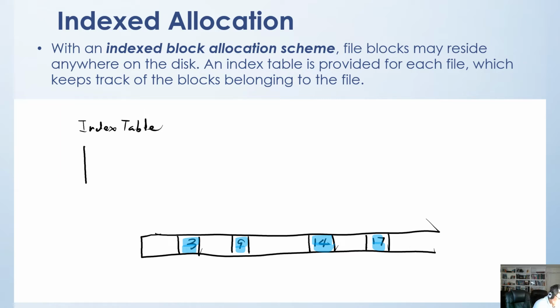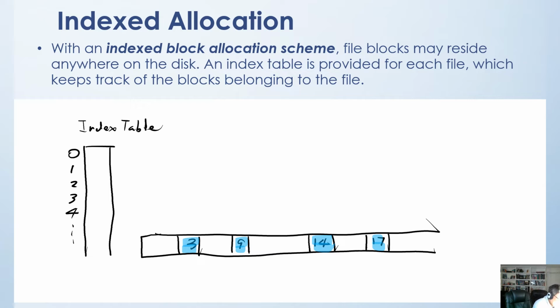Now, the index table contains a number of indexes: 0, 1, 2, 3, 4. How big the index table is depends on the size of the file you want to use. At this moment, if the index table contains more than 4 entries, that should be enough, right? Because the file only uses 4 disk blocks.